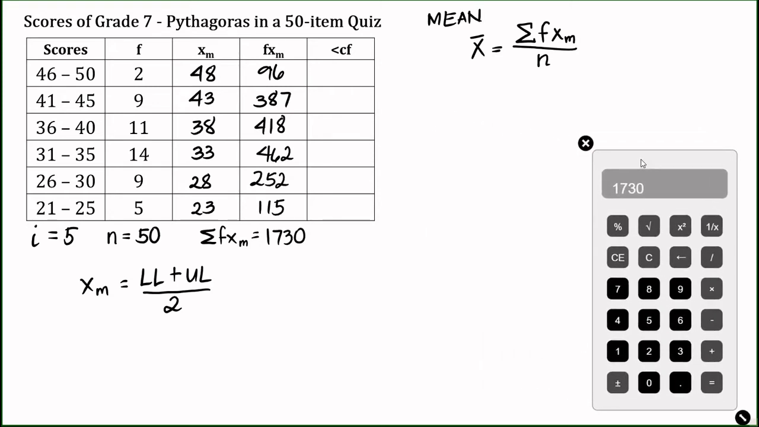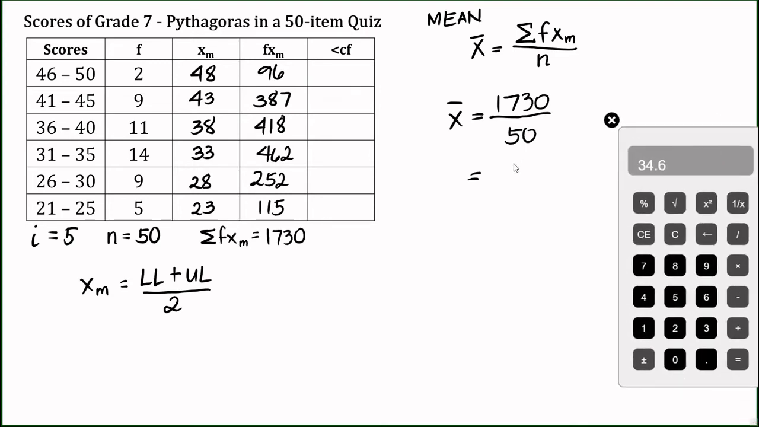Next po ay isa-substitute na sa ating formula. So, we have x bar equals, the summation of fx sub m is 1,730, and then divided by n, which is 50. So, i-divide lang po natin sila. 1,730 divided by 50. Ayan. So, ang sagot po ay sakto, 34.6. So, this is the mean.